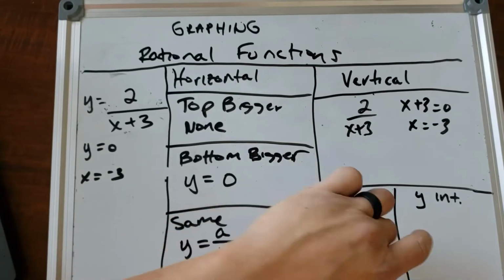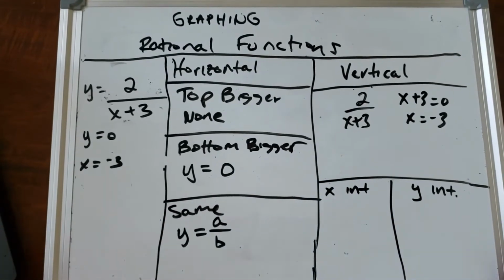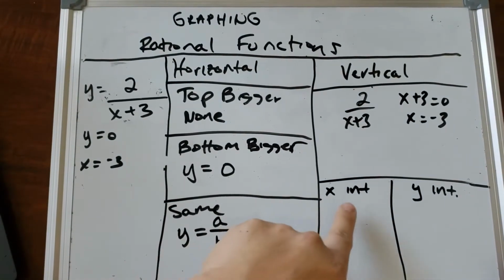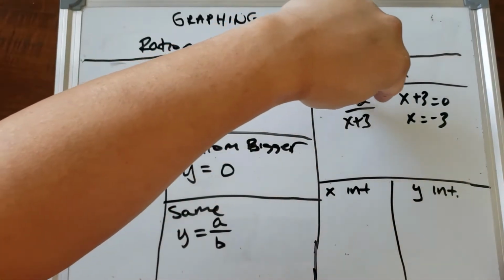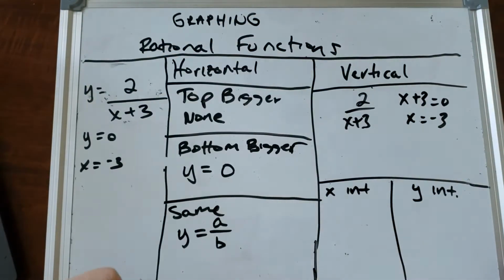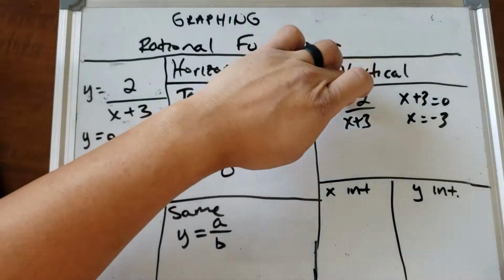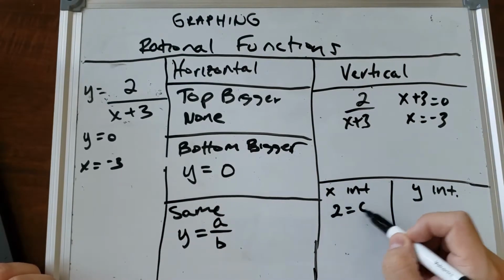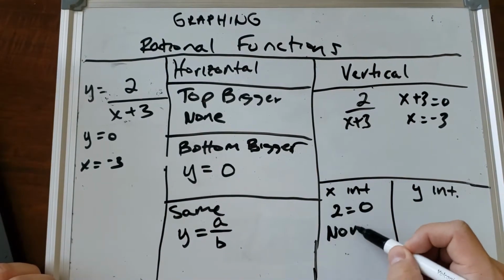Okay, now these are the two new things that we're going to look at. We're going to look at x-intercept and y-intercept. So for x-intercept, all you're going to do is set whatever's on the top equal to 0, okay? So I see 2 equals 0. That doesn't make any sense. So for this, there's none.